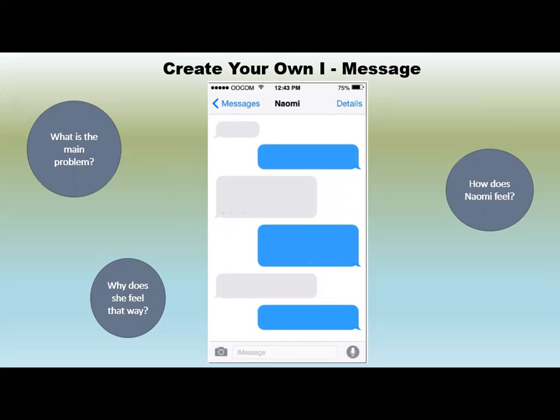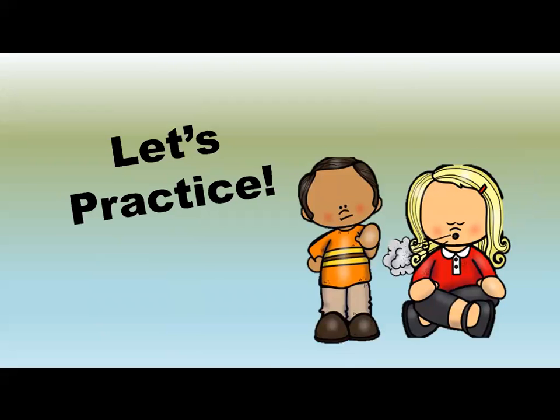You're going to answer those questions and then you're going to go back and come up with your own I message. I like to have people work in groups with these and come up with some of them and write one of them up on the board so they could see that we changed that you message into an I message. So now we're going to do some practice.